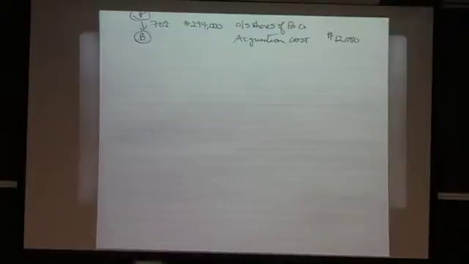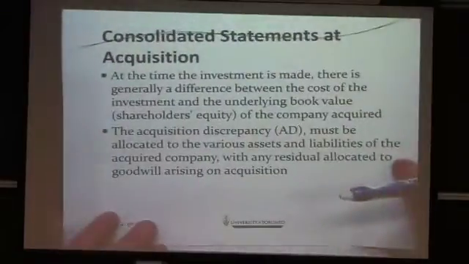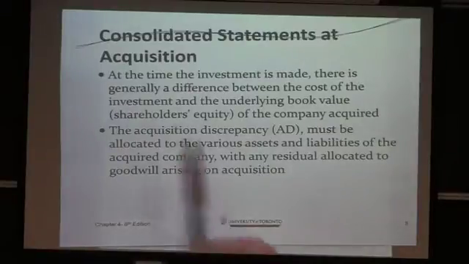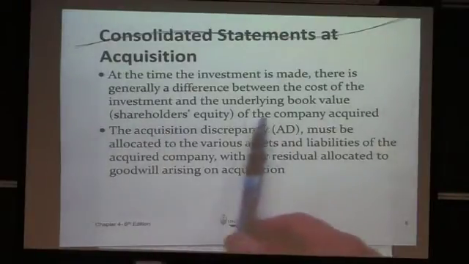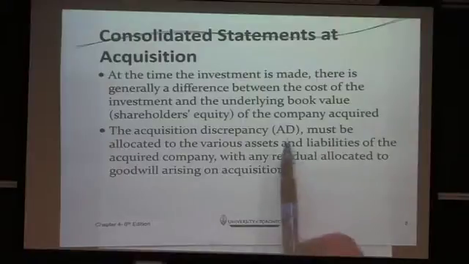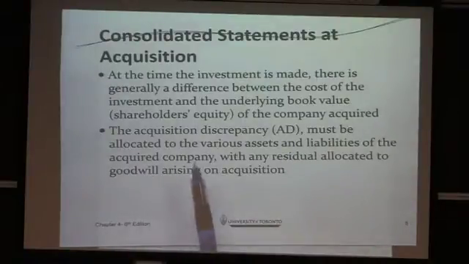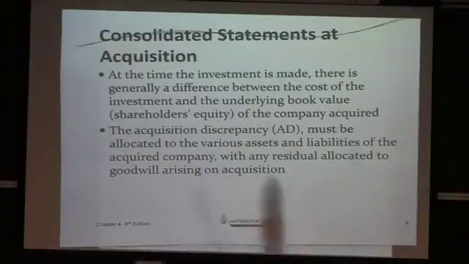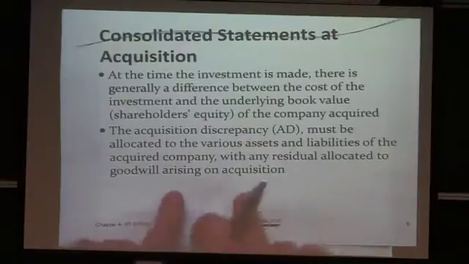A couple of things to note: at the time the investment is made, there are differences between the cost of the investment and the underlying book value of the shareholders' equity of the company acquired. That difference is what we call the acquisition differential, AD. The acquisition differential must be allocated to the various assets and liabilities of the acquired company, with any residual allocated to goodwill arising on consolidation.